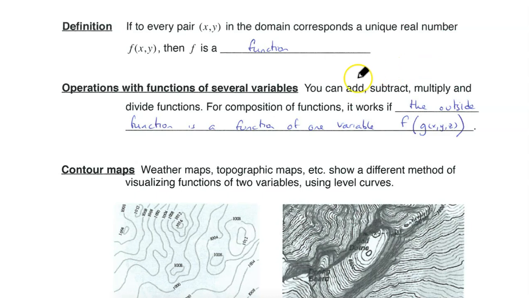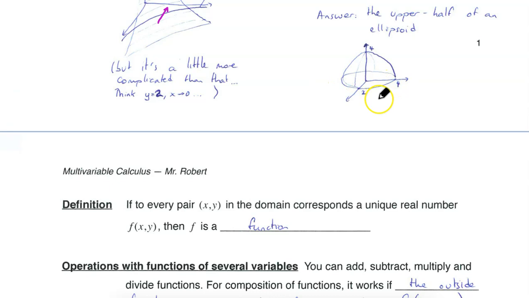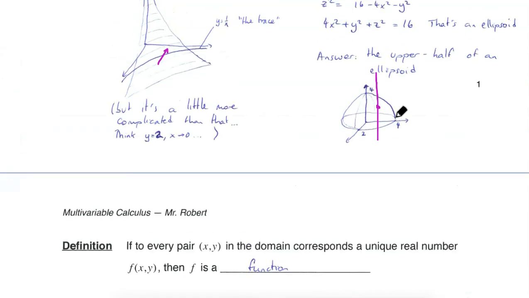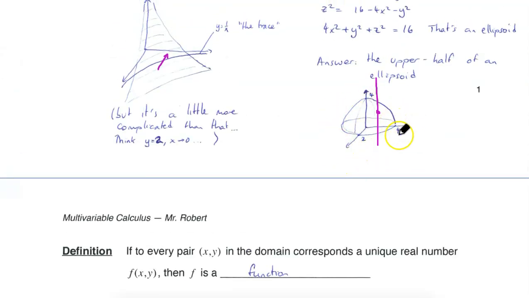So if every time we pick an ordered pair xy and we get a single value for the output of f of xy, then we call that a function. In earlier years, you may have thought of the vertical line test. It's the same. It's the vertical line test, but in 3D. So every time I draw a vertical line, I would get only one intersection. Let's just pretend it intersects the ellipsoid here. You would only get one intersection. That's a function. So an ellipsoid itself would not be considered a function. It's a relation.